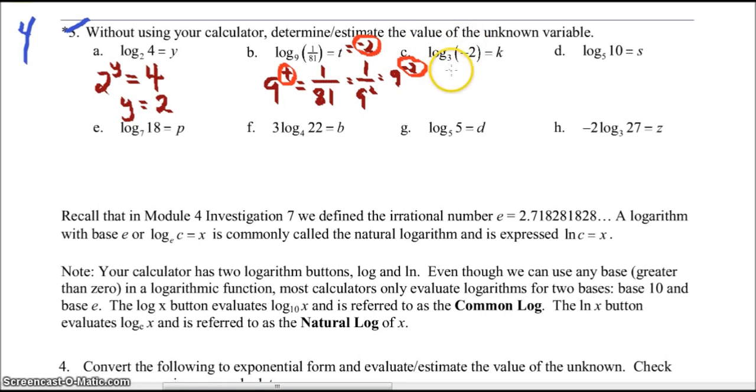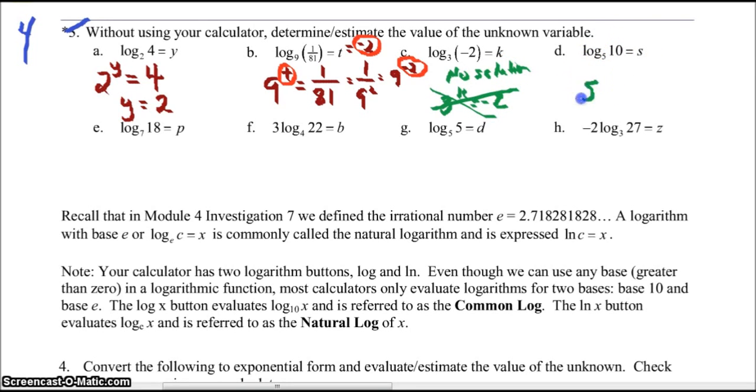Okay. This one has no solution. We can't have a log of a negative. That would mean that 3 to the k equals negative 2, but nothing will work there.